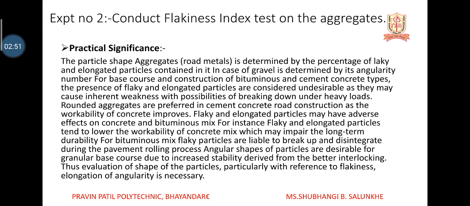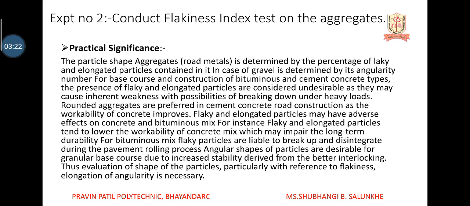Therefore, for a bitumen mix, the flaky particles are liable to break up and disintegrate during the pavement rolling process. In a bitumen road, for compacting purposes, we use a roller. When we apply a roller on the various layers, the aggregate should not change its shape, except to a required extent only. If it is changing its shape, that means the aggregate is not suitable for that type of road.